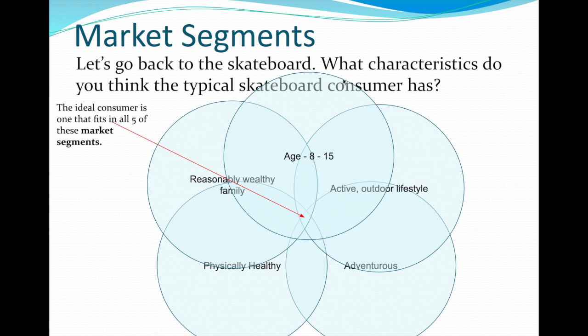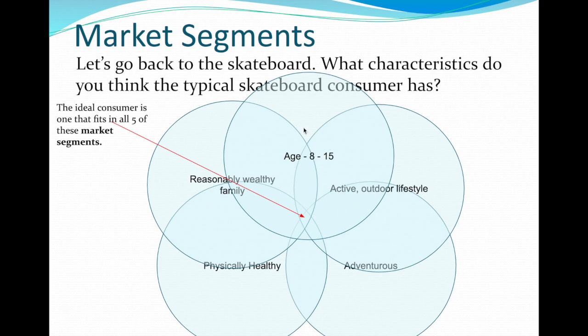So, for example, of all the kids that are aged 8 to 15, some of them will have an active lifestyle, and some of them will have a wealthy family, and only a few of them will have both, and that's represented by this intersection here. So in terms of this circle, there's also going to be a bunch of kids who are aged 8 to 15 who have an active outdoor lifestyle but aren't wealthy, and they're represented by this segment here.